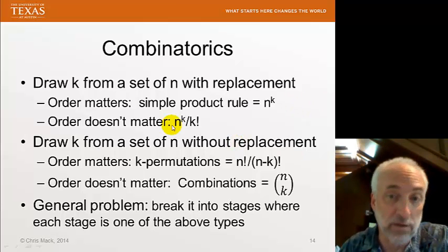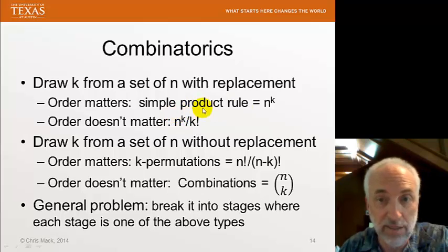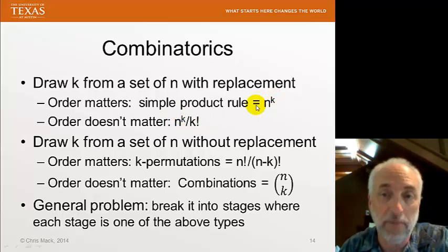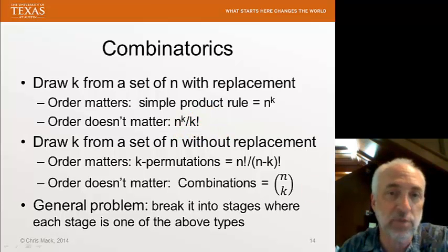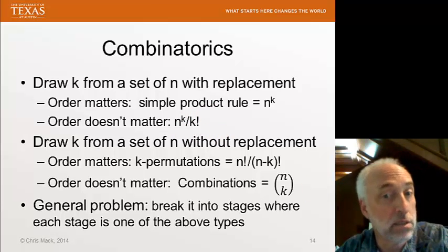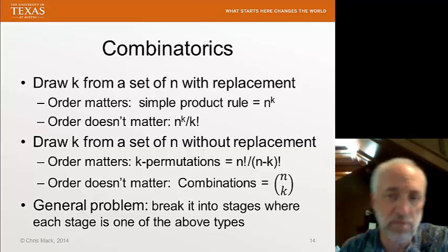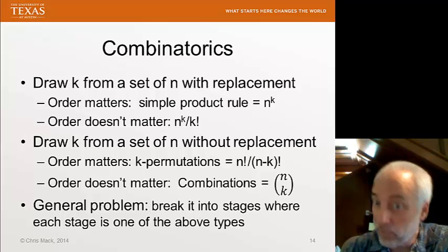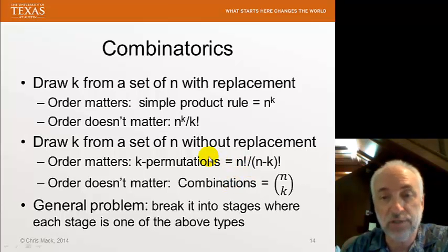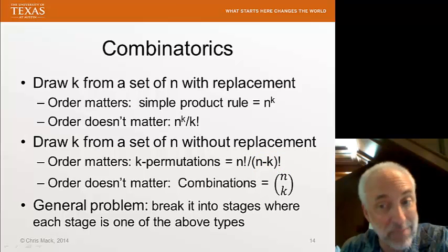If order doesn't matter, well, then I simply take the total number of options when order does matter here, and divide by the permutations, k factorial, and that tells me how many subsets k I can get from a set n if I'm drawing with replacement, but order doesn't matter. If I'm drawing without replacement, we have the options that we've just talked about: k permutations if order matters, n factorial divided by n minus k factorial, and if order doesn't matter, I have the combinations, n choose k.